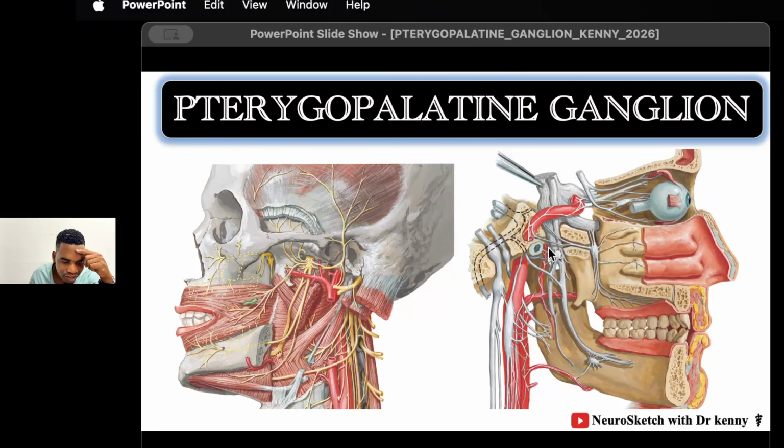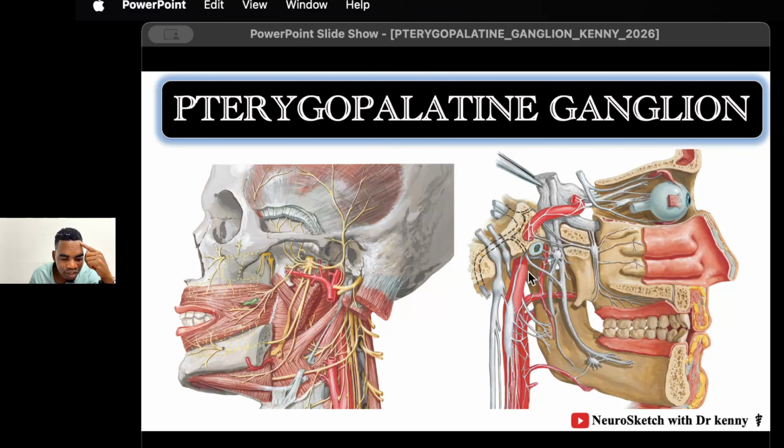nerve, and the median nerve is formed by the greater petrosal and the deep petrosal. The deep petrosal is coming from the internal carotid artery. You can all see we have a plexus. Okay, let me take you from here. Well, this is the superior cervical ganglion.